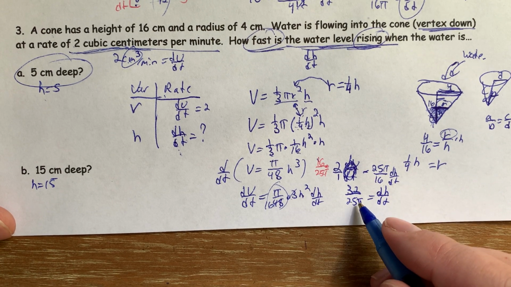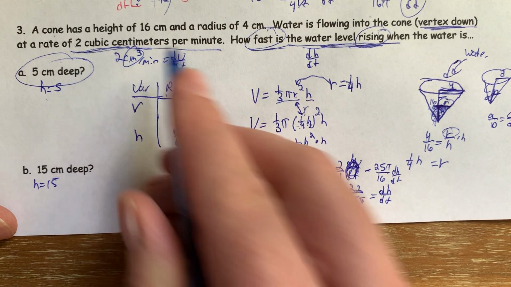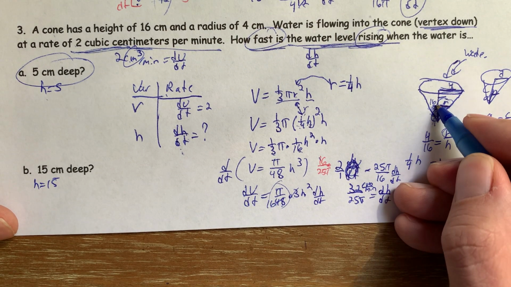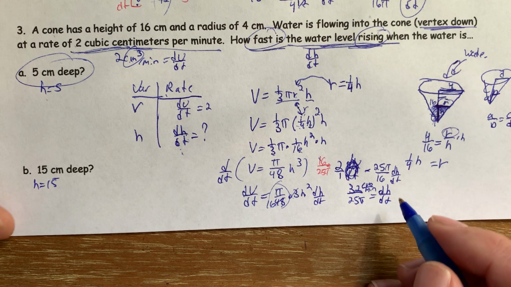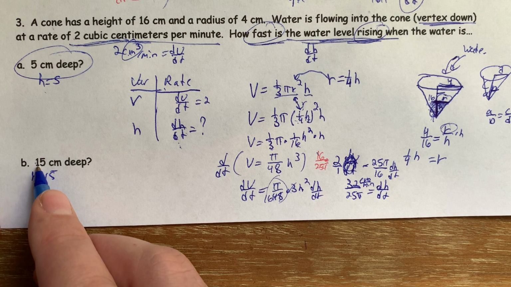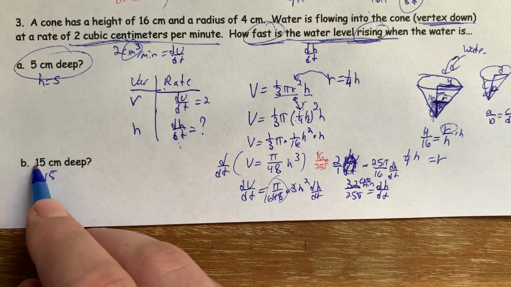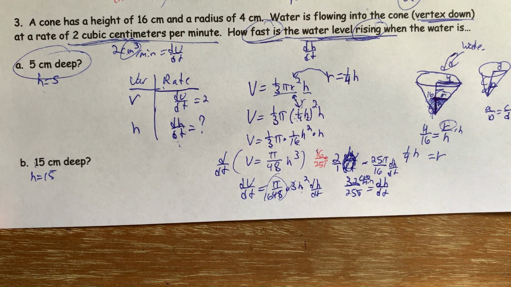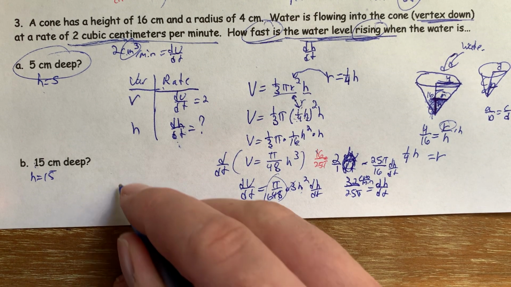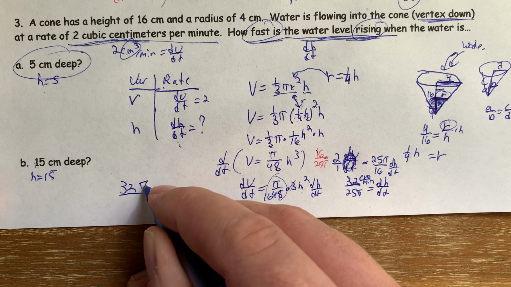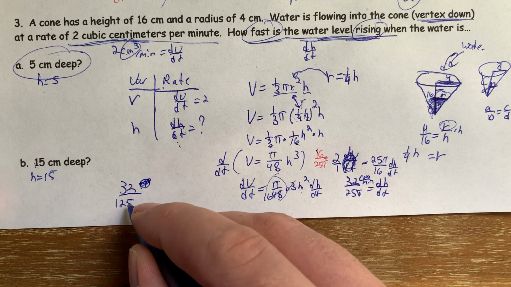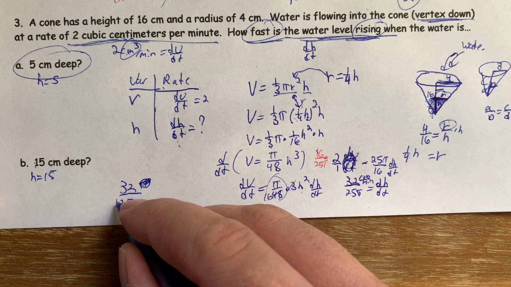And dH dt should be measured in centimeters per minute, because the height is just a length. So it's measured as a length, not an area or a volume. If we did 15 centimeters deep, it would just change the height when we plug it in to 15 squared. The rest of the problem would be exactly the same, but we'll get a different rate. And so, I think we get 32 over 225 pi. No, wait, what am I doing? 225.